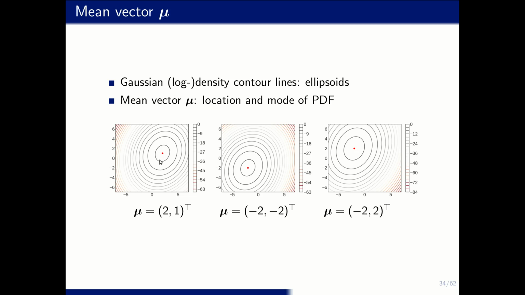If we look at this bell shape from the top, the equi-density contour lines are these ellipses, and we can just move around the Gaussian bell by changing the mean vector. So pretty much the same story as in 1D. So this is the role of the mean vector.